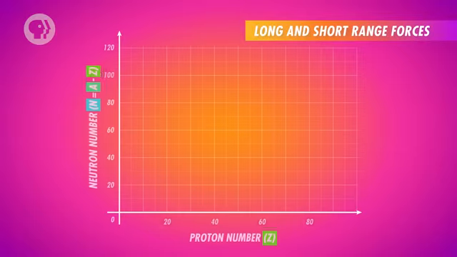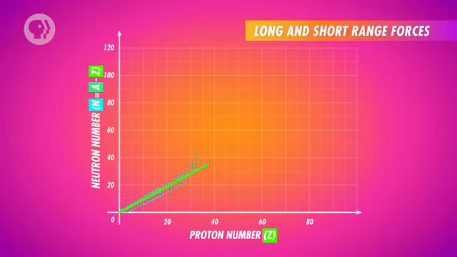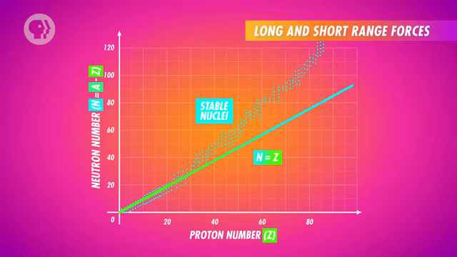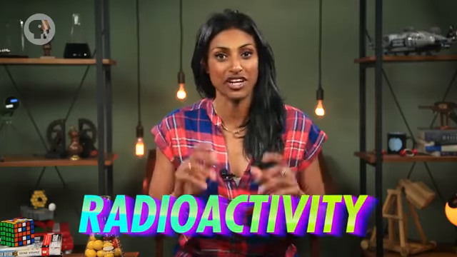Those extra neutrons are necessary for atoms with atomic numbers higher than 30 or so, as you can see in this chart relating the number of neutrons to the number of protons in a stable atom. When a nucleus is unstable, it can break down into a more stable state. This decay of unstable nuclei, accompanied by the emission of energetic particles, is known as radioactivity.